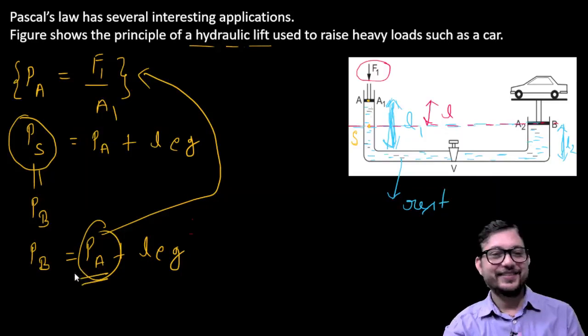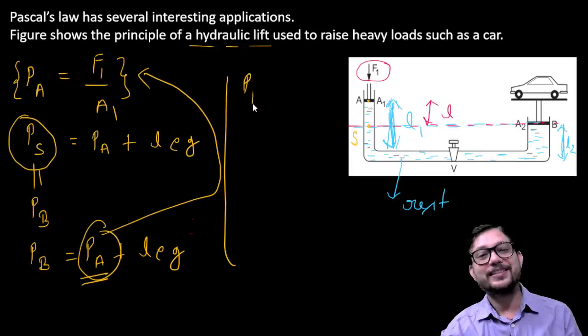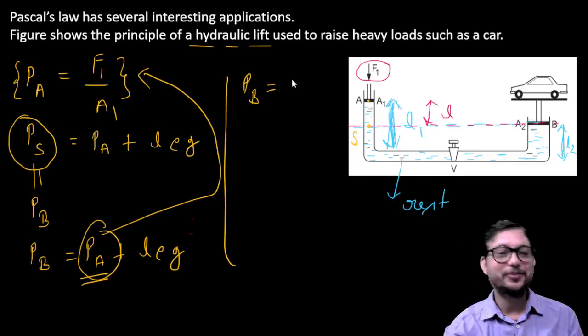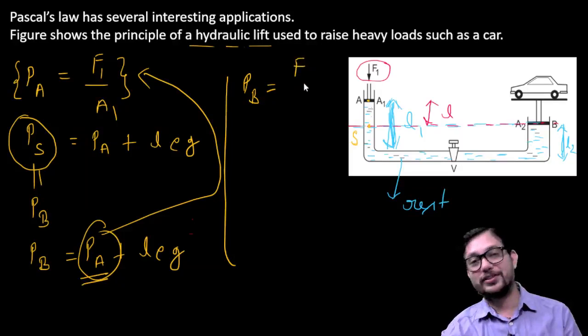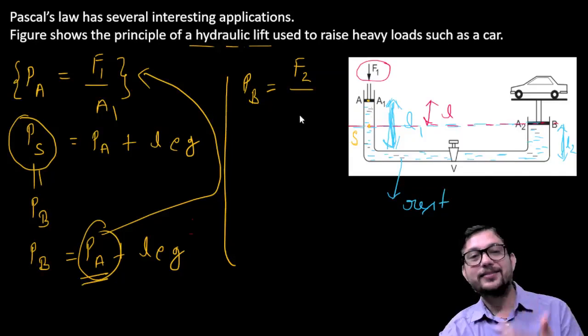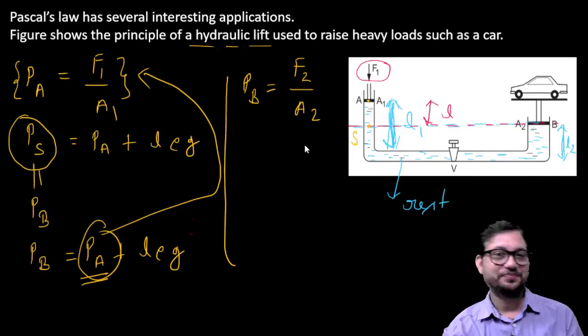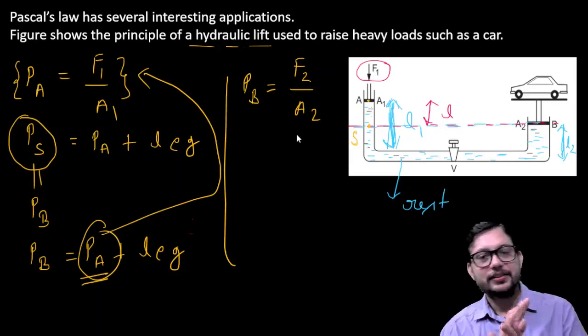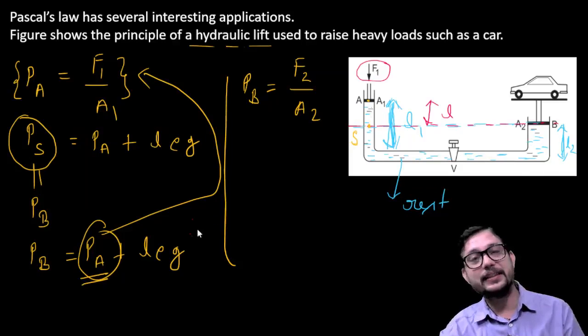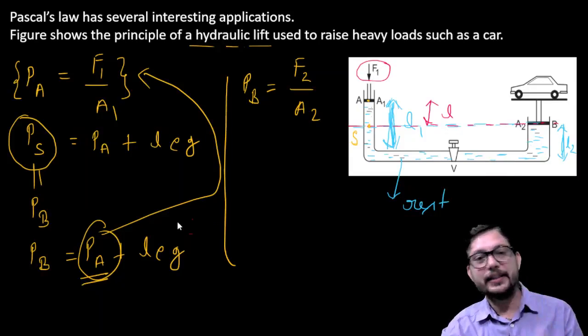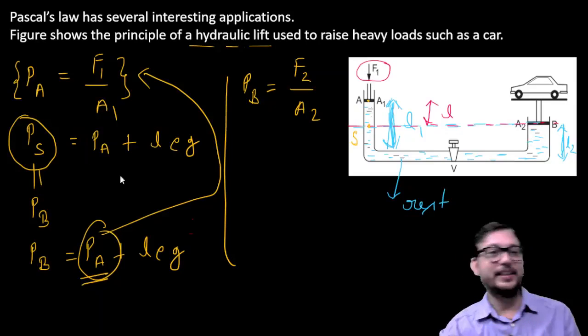So if we only talk about the pressure at point B, that is the force at point B, let's suppose that is F2, and the area will be A2. So the scene is quite easy: the pressure at point A should be transmitted to the pressure at point B.